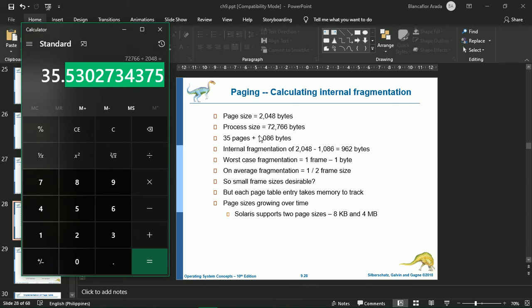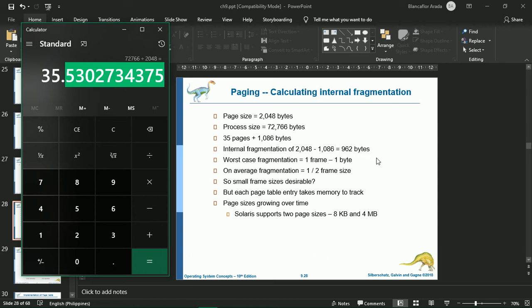So 1086 in the powers of 2, where will it fit? Powers of 2: 2, 4, 8, 16, 32, 64, 128, 256, 512, 1024, and then 2048. So the 1086 bytes will fit in the 2048. So, subtract. The internal fragmentation is 2048 minus 1086, so we have 962 bytes.